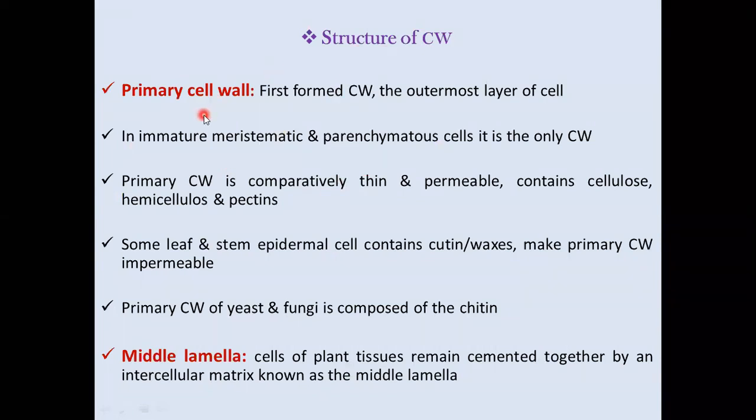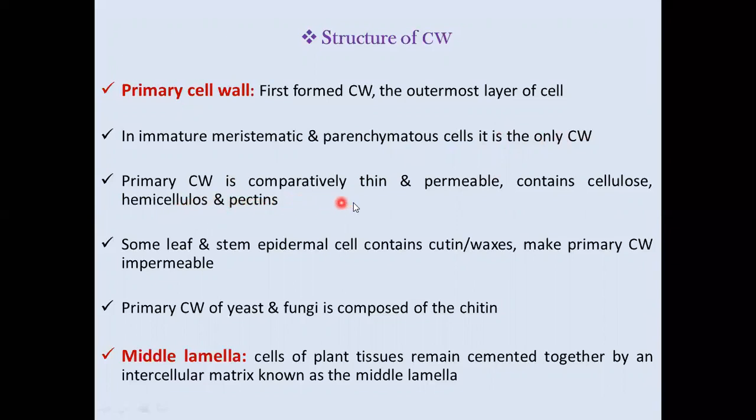Structure of cell wall. The cell wall consists of three of the following structures. First one is the primary cell wall. It is the first formed cell wall, and it is the outermost layer of the cell. In immature meristematic and parenchymatous cells, it is the only cell wall. So in immature meristematic and parenchymatous cells, only the primary cell wall is present.